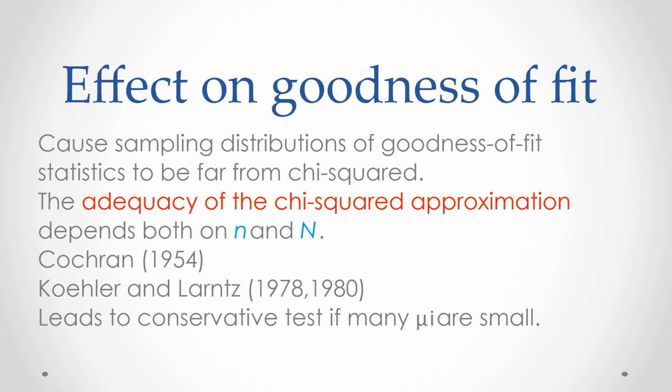Cochran in 1954 studied the chi-squared approximation in several articles. He suggested that to test independence with greater than 1 degrees of freedom, a minimum expected value of mu_i equal to 1 is permissible as long as no more than about 20% of the mu_i are less than 5.